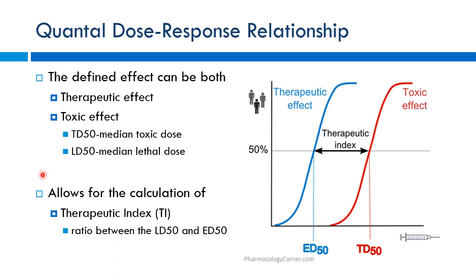So typically you want a bigger ratio because, again, if this is farther over on the right, this is going to be a bigger number. And so when you divide that by the ED50, you should expect to see a larger number there. So that would be a wide ratio, a wide therapeutic index. You want that therapeutic index to be as large as possible versus something that's going to have what we call a narrow therapeutic index.